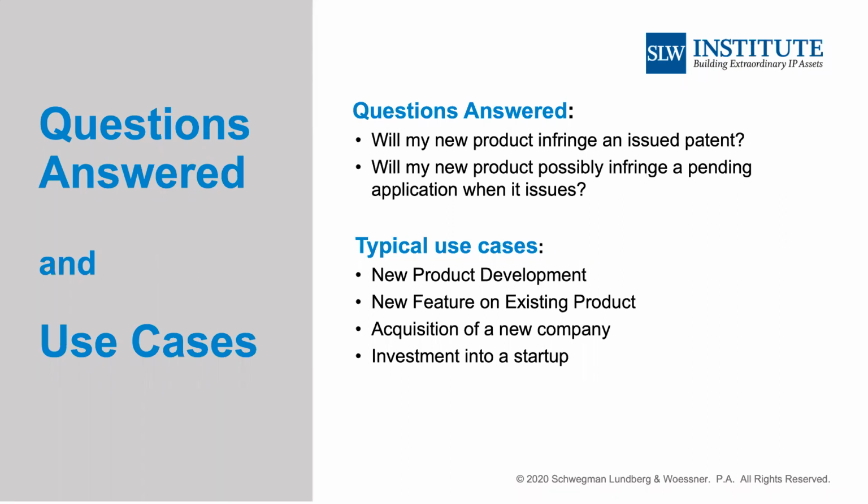Many times, if we're going to acquire a new company, we may look at whether or not their products are free and clear of third-party patents, so we don't buy into a lawsuit without some forewarning. And then we sometimes do them to clear investments into startups that may be looking to get into an area, and we want to make sure we're not putting money into a potential lawsuit down the road. So those are typical use cases.